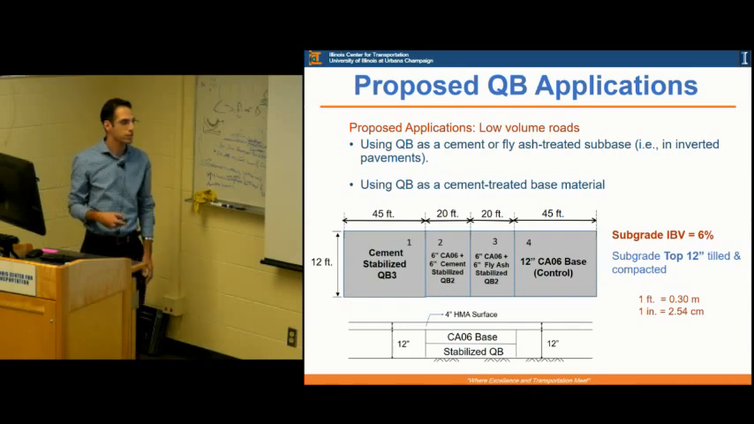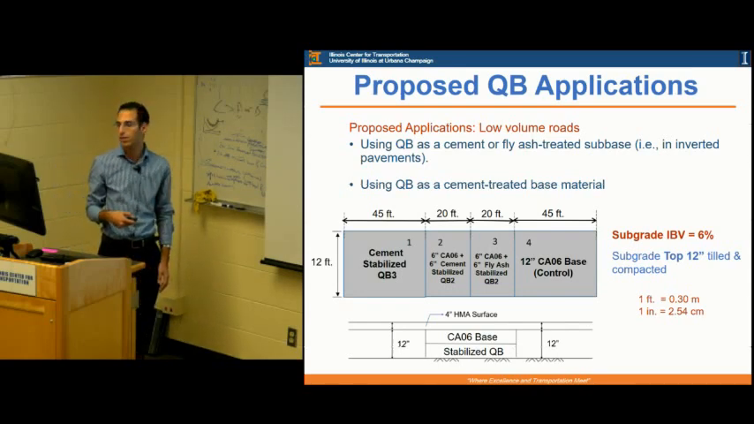And these test sections will be built on a CBR 6 material, which is the minimum CBR, which doesn't require any modifications of the subgrade or building a subgrade modification layer in the state of Illinois.